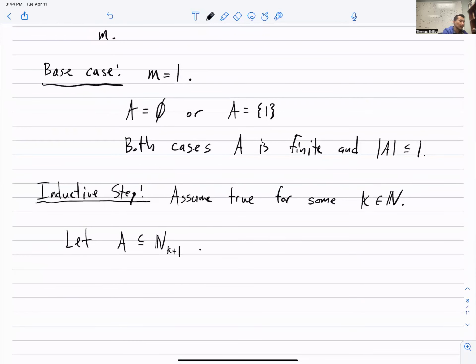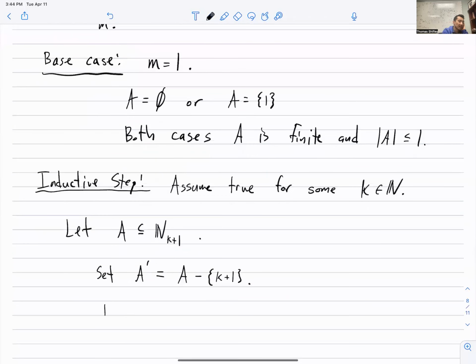So set A prime equal to A minus the number K plus 1. K plus 1 might not actually be in the set A because it's an arbitrary subset of the numbers 1 through K plus 1. But if it is, we'll get rid of it. But in either case, if it's not, then it's just equal and it still works.